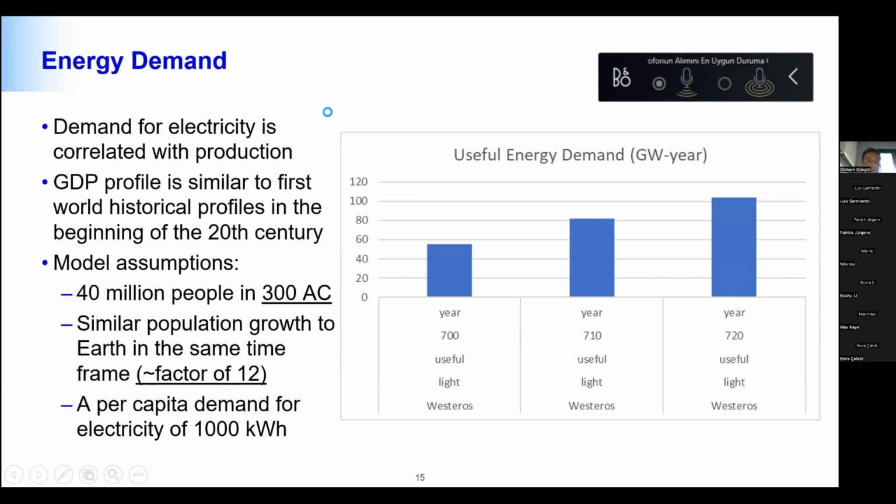We have demand for electricity, which is correlated with production. We have a GDP profile, which is similar to the beginning of the 20th century world historical profiles, as an increase. And the model assumptions for defining the useful energy demand: there are 40 million people in 300 AC, and we will calculate 300 years after, assuming a similar population growth to Earth in the same time frame, and a per capita demand for electricity of 1,000 kilowatt hours.